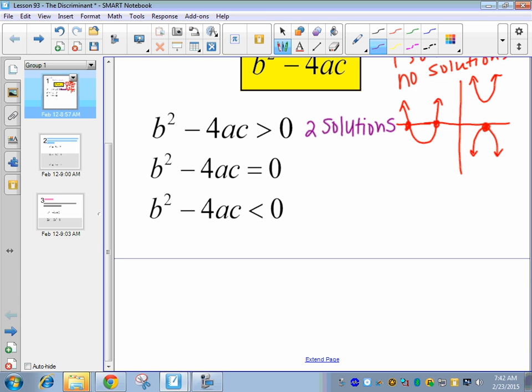Okay, b squared minus 4ac equals 0. So if you're doing the quadratic formula and you get 0 under the square root, that whole plus or minus part goes away, right? So you only get 1 solution.